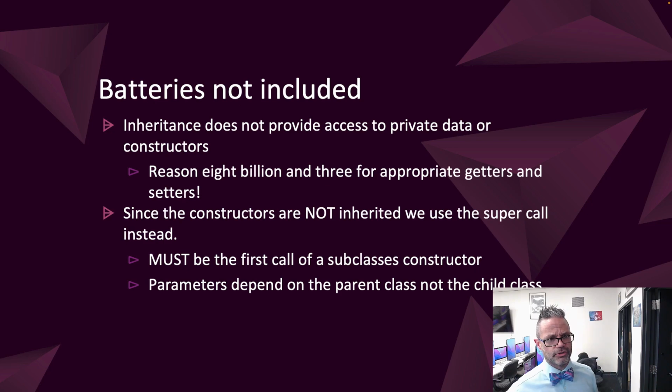Now, batteries aren't included when we're doing this. Inheritance doesn't provide access to any private data or the constructor. So private data that exists inside the parent class does not get shared down to the subclasses. So this is reason 8,000,003 for appropriate getters and setters. If you do need to access or modify that information, you want to make a getter or setter in the parent class so you can access the information in the subclasses. And that's one of the reasons we practice writing those at the very beginning, so we always have access to that data.